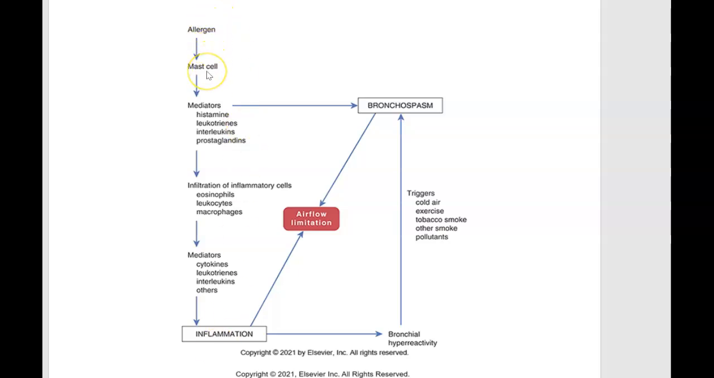It binds to the IgE antibody on the mast cell. That triggers the release of these mediators. Those themselves cause a bronchospasm, but then they also cause the release of eosinophils, leukocytes, and macrophages, which then causes a release again of cytokines, leukotrienes, and interleukins that causes the inflammation.